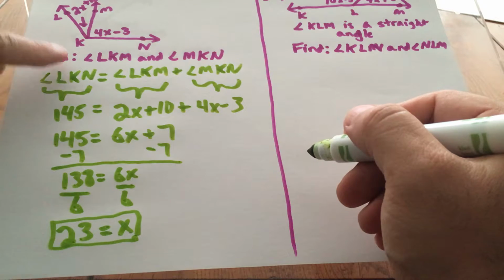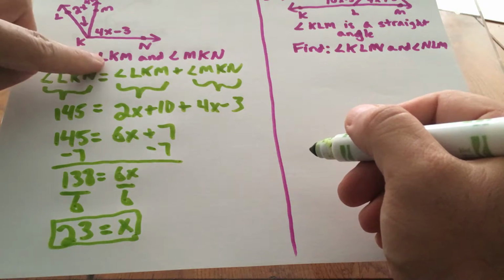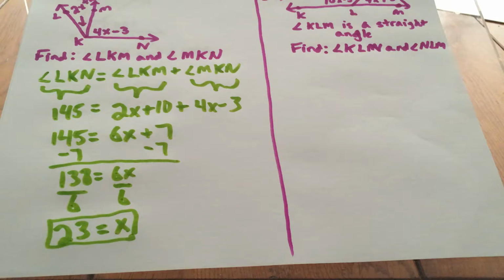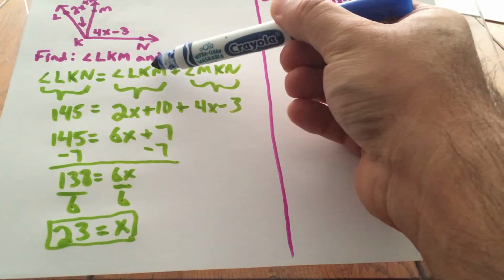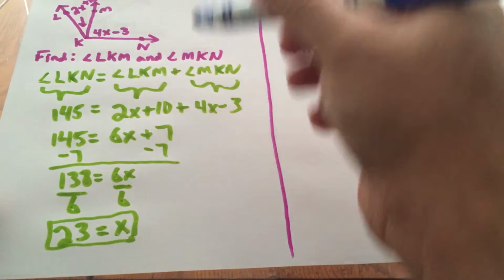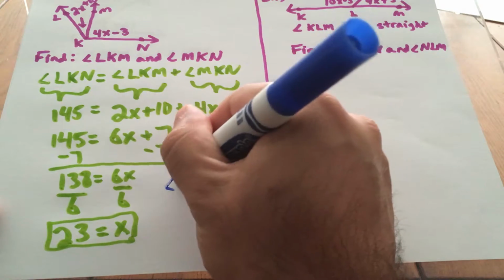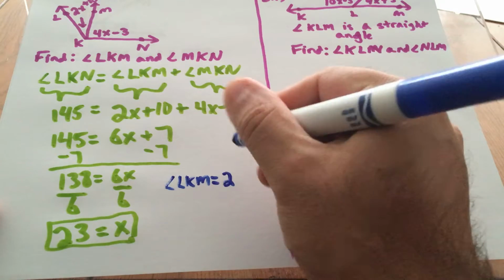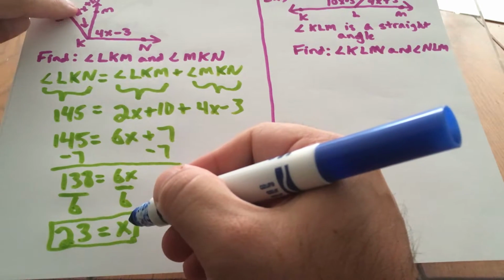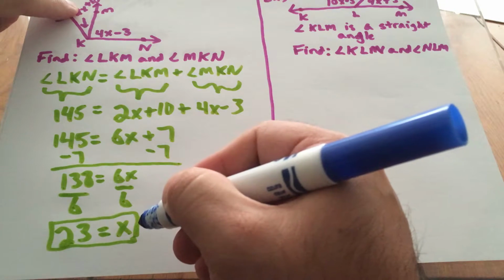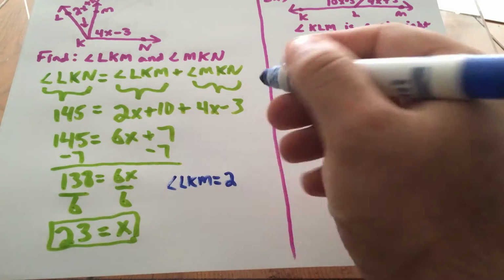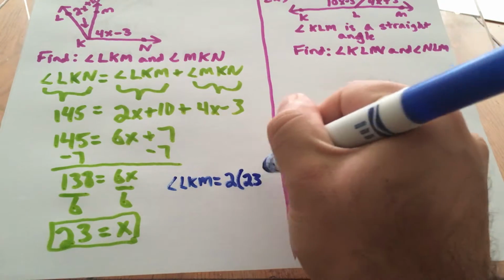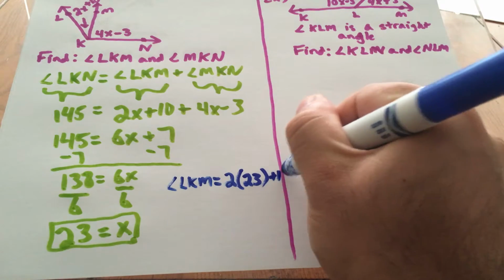But notice they didn't ask us to find x. They want us to find the angles LKM and MKN. So let's do that. First, we'll look at LKM. That's equal to 2x plus 10. So what we can do is just plug in the value for x where we see x in that expression. So x is going to be 23, so it's going to be 2 times 23 and then plus 10.